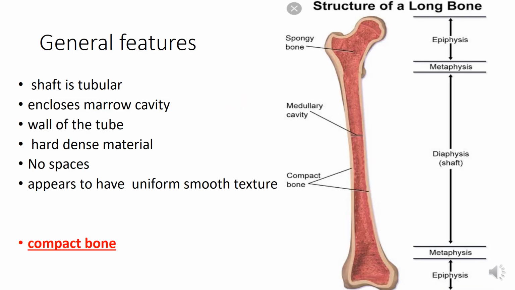Coming to the general features of bone, this is a long bone, and as you can see, the shaft is tubular. This is the shaft, and it is enclosing the marrow cavity. Lining the walls of this marrow cavity, you have a hard, dense material with no spaces and a uniform, smooth texture. That hard, dense bone is called the compact bone. So in the long bone, in the shaft lining the medullary cavity, you have compact bone.